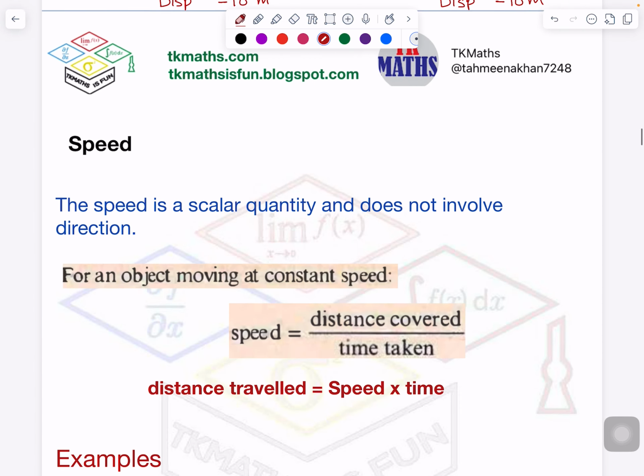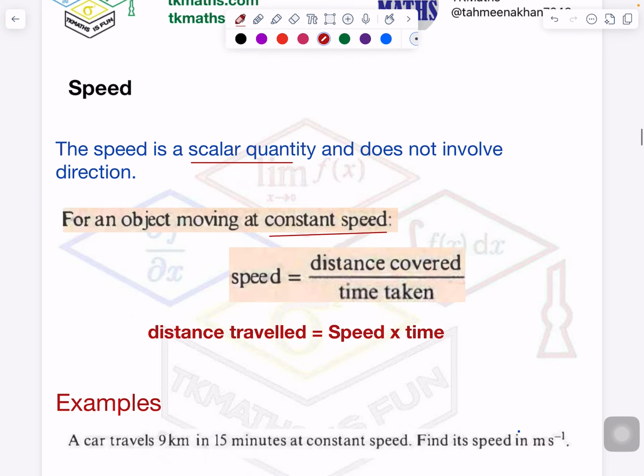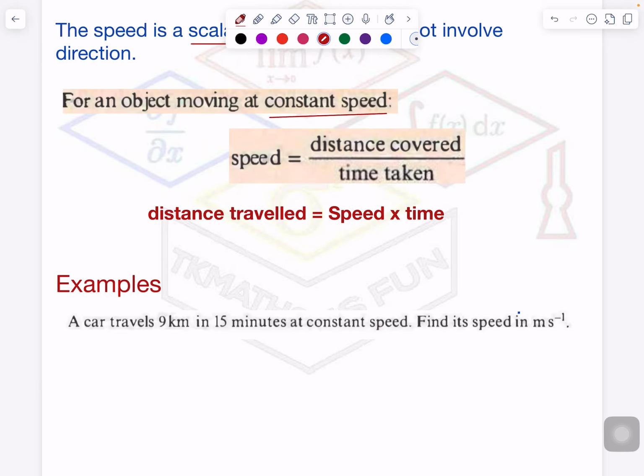Now we will see what is speed, what is average speed and average velocity. After that we will do 2 or 3 questions. So again, speed is a scalar quantity and does not involve direction. For an object moving at constant speed, very, very important thing, you can find out with the help of this formula: speed is equal to distance covered divided by total time, and distance traveled is equal to speed times time. Manipulation of the formula. Now let's do this example.